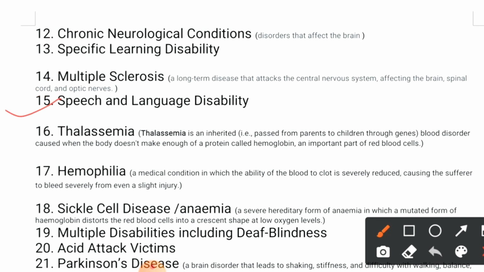Okay, next disorder we have is the speech and language disability, right? There are children who face difficulty when it comes to the speaking part, because of the kind of background they are coming from, right? Just take an example of a rural area school. In a rural area, for example the state of Rajasthan, the people speak a lot of a local language called Marwadi, right?